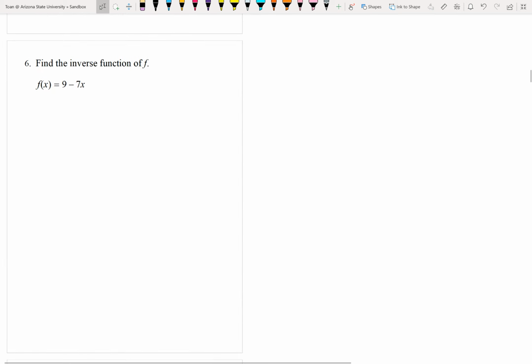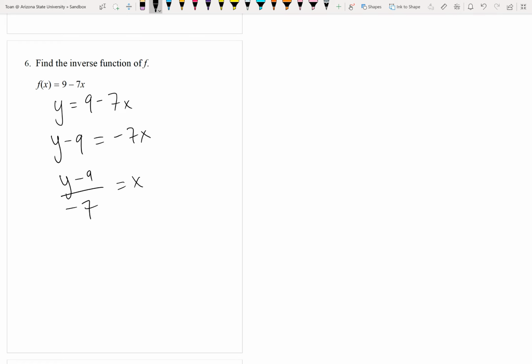Number 6, finding the inverse function. Again, finding inverses algebraically is just algebra, solve for the other variable. First thing I would do is change the f of x into a y, easier to work with the algebra. So let's solve for x. Subtract 9 from both sides. And then divide out that negative 7.